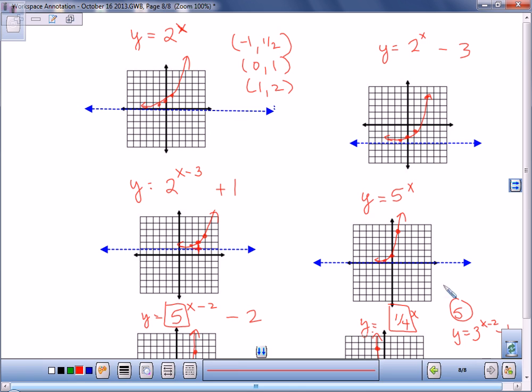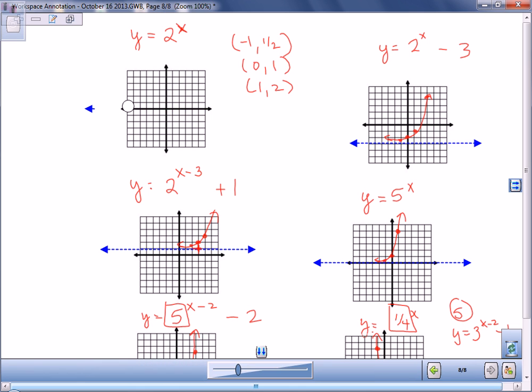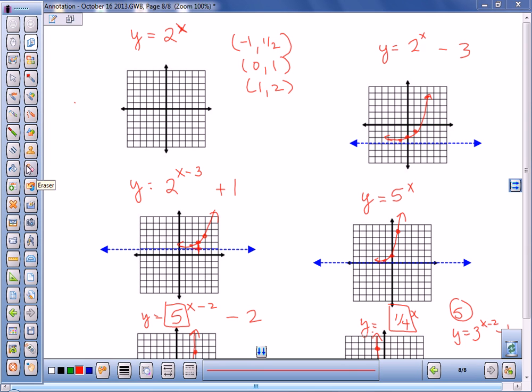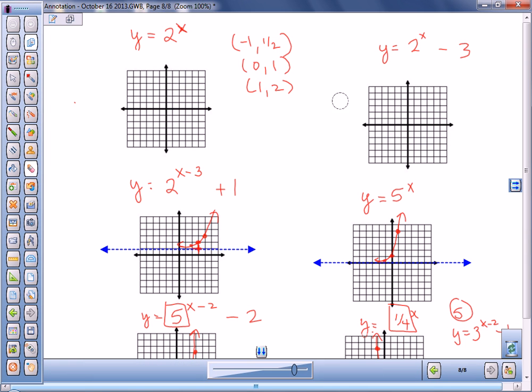And then the last thing we did today was we did some graphs. And I'm going to graph these again with you. Let me erase them real quick so you can see what's going on here.